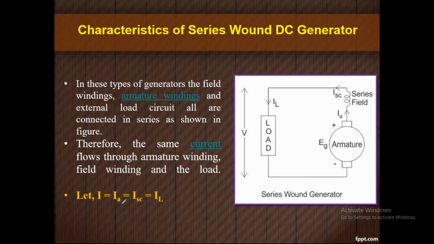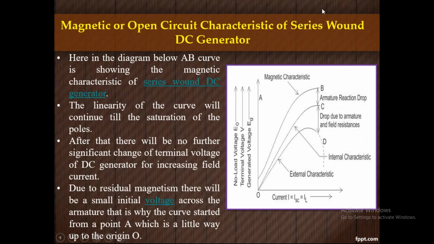Now let me see how the graph will be. We are taking three graphs in a single plot. Now in the series wound generator, the magnetic characteristic becomes like this. Okay, magnetic open circuit characteristic ఇచ్చినప్పుడు మనకు జీరో నుంచి స్టార్ట్ అవుతుంది. Sorry, it never starts from zero. It will start from some value.